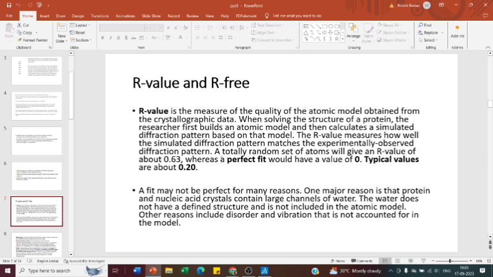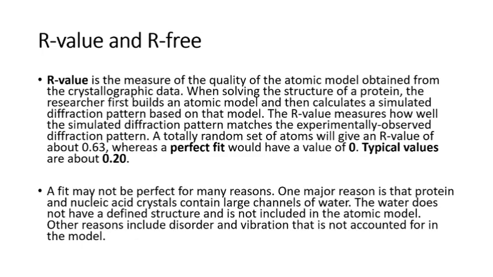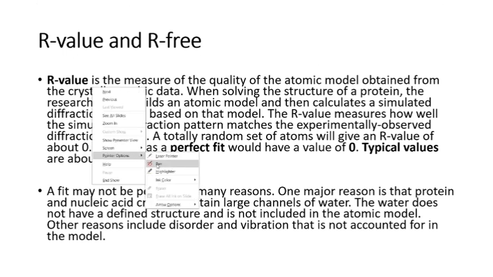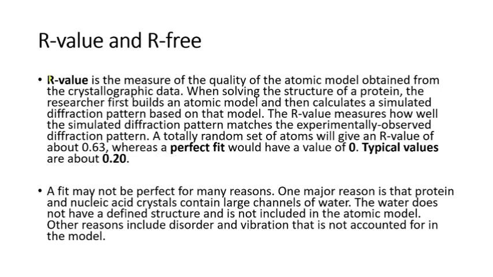So R value indicates the quality of the atomic model obtained from the data. It is seen in X-ray crystallographic data only. Usually in cryo-electron microscopy structures we can't see that R value. Most structures present in the PDB are from X-ray crystallographic data. So the R value says about the quality of the atomic model, and typically it is 0.20.